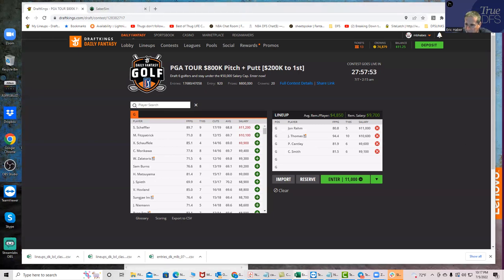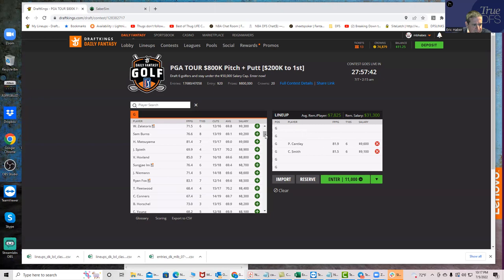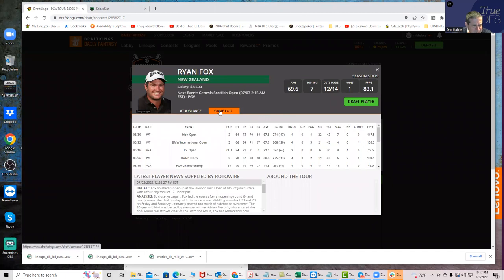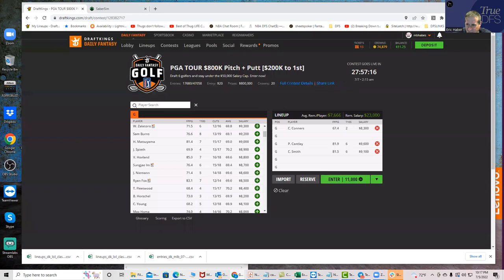In the 8Ks, I like a couple of guys. My favorite in the 8Ks is going to be Corey Connors. I want to talk about this Ryan Fox. I don't understand this quite at all. I have him at like 20% ownership. Well, what? I don't get this. Oh, I see, because he wins all these other Irish events and stuff like that. I'm going to pass on that. That's just not for me. I'd rather go with Connors at 8,300.